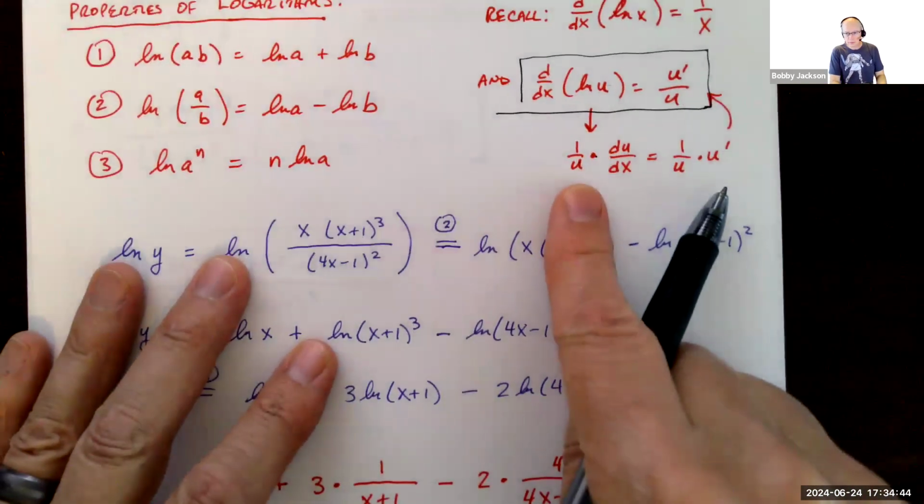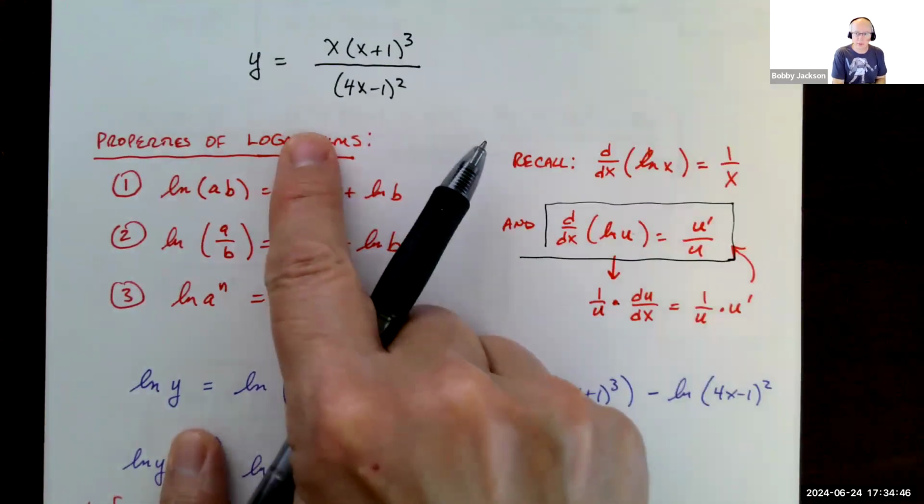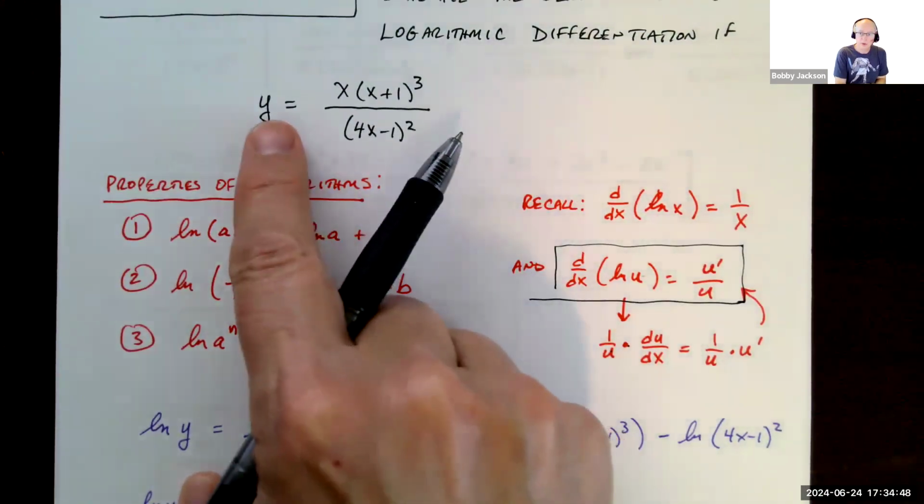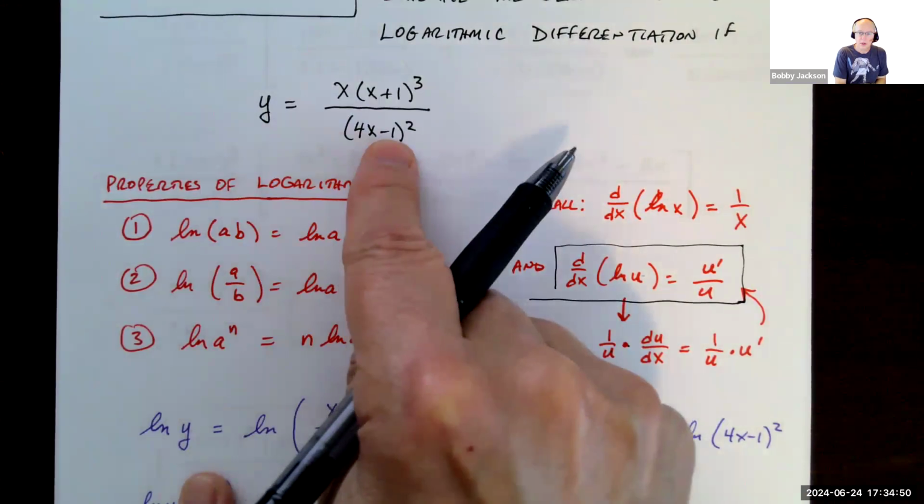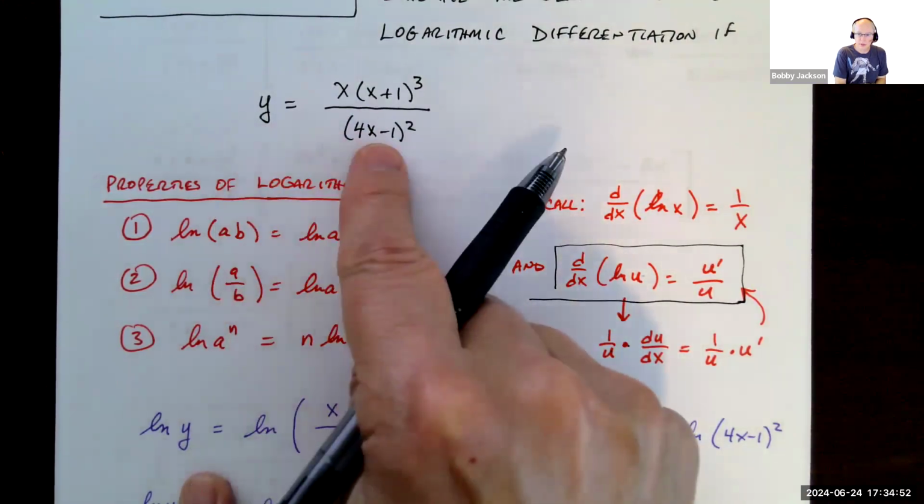Okay. Well, let's go to the problem then. How do we start with logarithmic differentiation? Well, since these two expressions are equal, we're going to take the logarithm of both expressions.